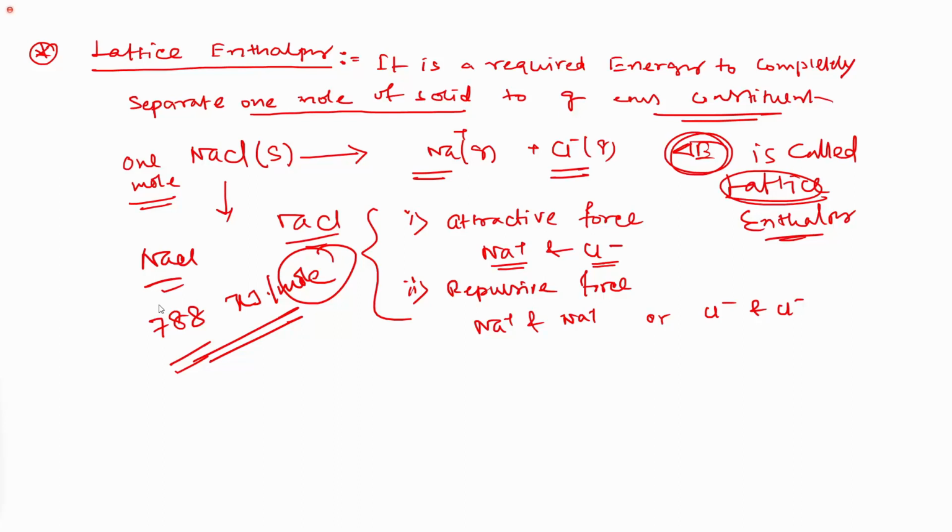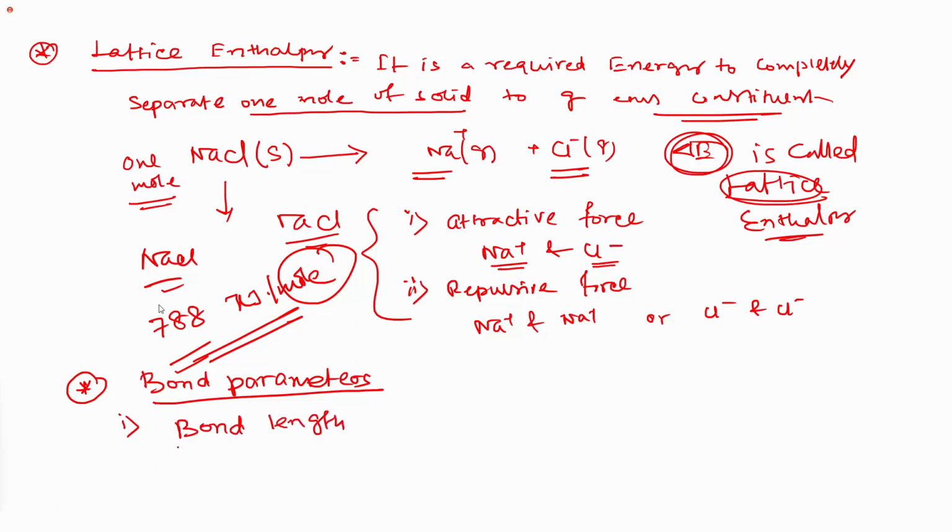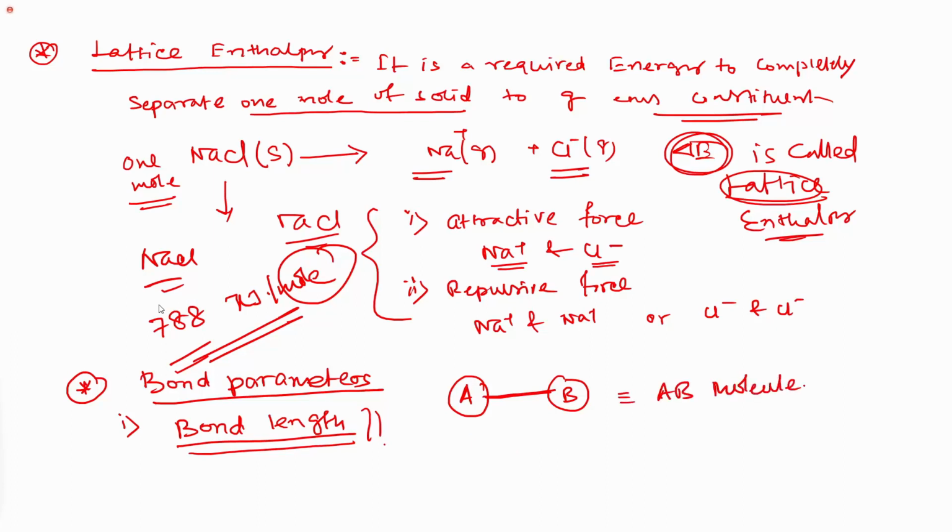Now, there is another point. We will learn about some bond parameters. The first bond parameter is bond length. This is a very important thing. Let us consider this is atom A and this is atom B. Atom A and atom B are connected by a bond and they are forming an AB molecule. So only two atoms are there, and between A and B there is a bond.